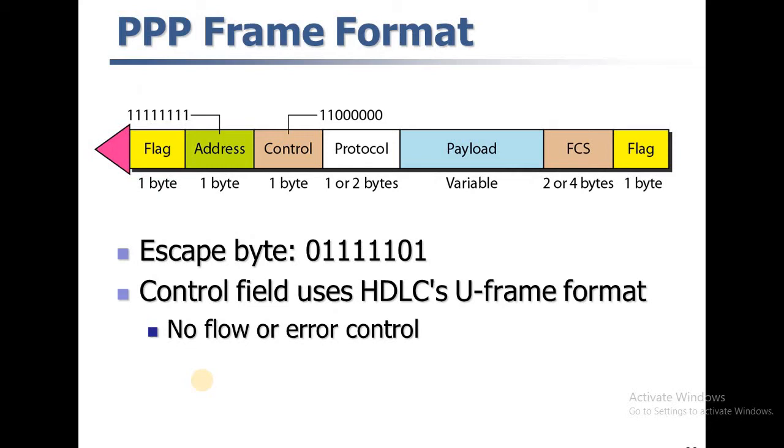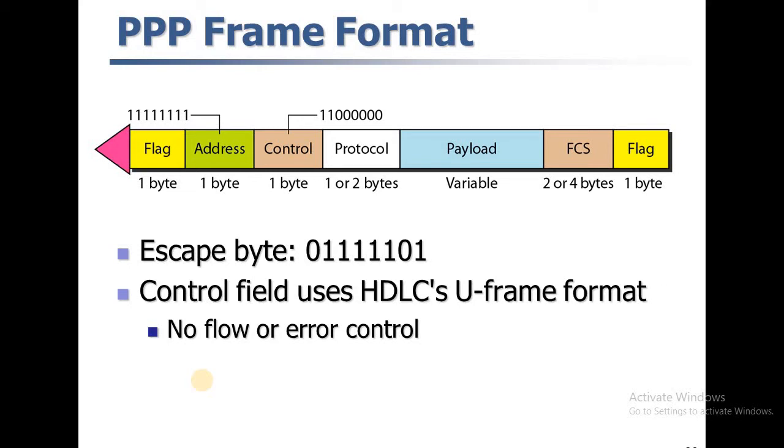PPP uses a character oriented or byte oriented frame, and the fields in this frame are given there. First one is flag. It indicates the start and end of the frame. So you have one flag at the beginning of the frame and one at the end. It is 1 byte in size, which is 0 followed by 6 ones and followed by a 0. This indicates the start and end of the frame.